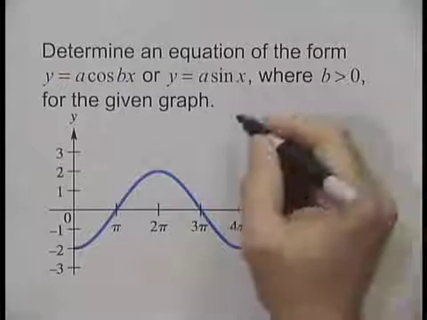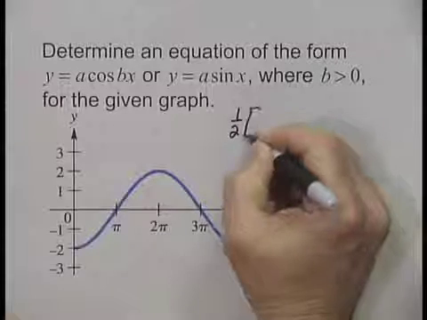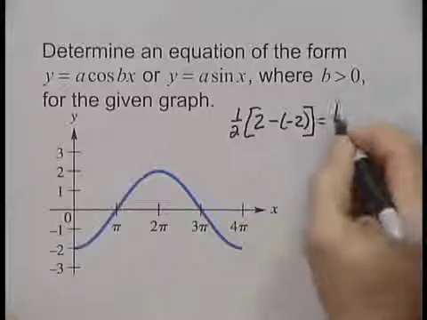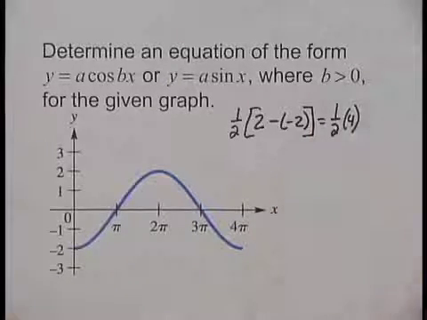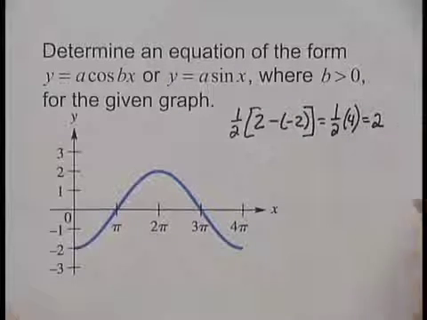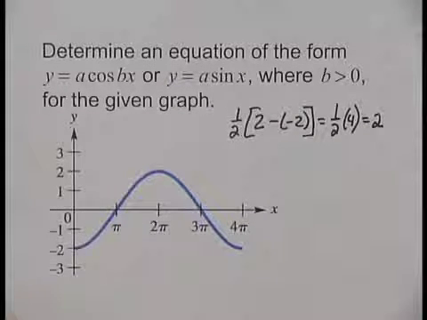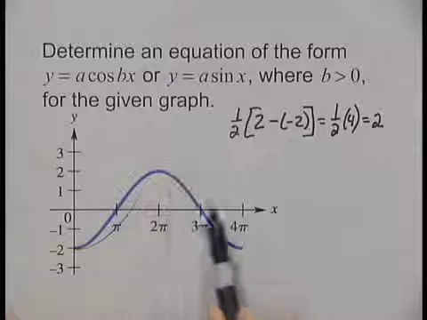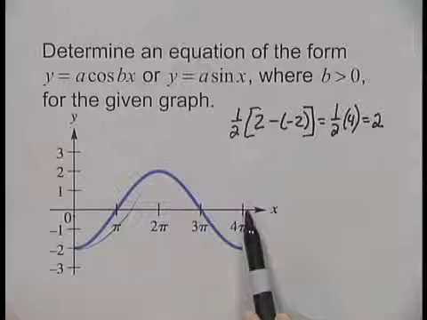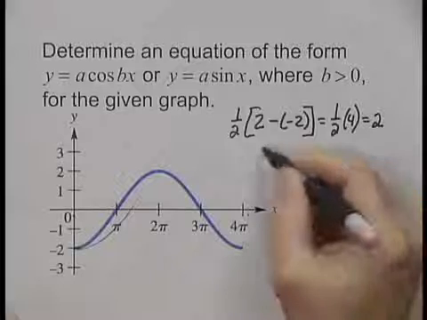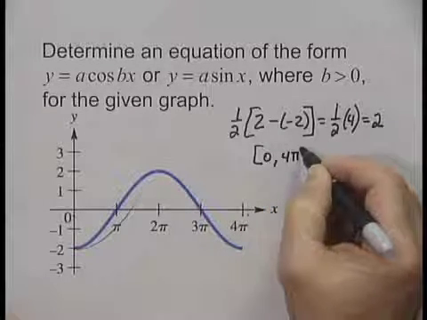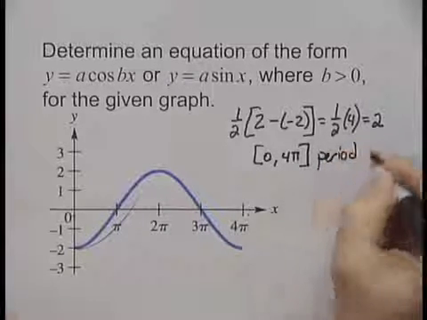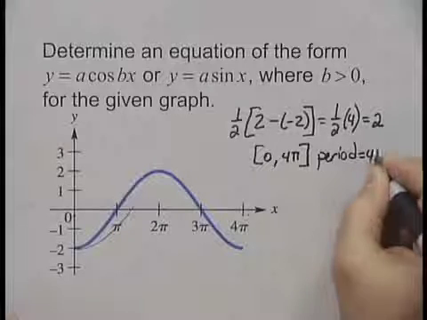So let's write down 1/2 of from 2 down to -2, which means that it's half of 4, and that means the amplitude is equal to 2. Next, let's look at the cycle. Notice that we have one complete cycle from 0 to 4 pi. And so that's on the interval from 0 to 4 pi. And so the period is actually equal to 4 pi.